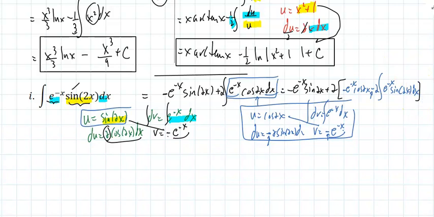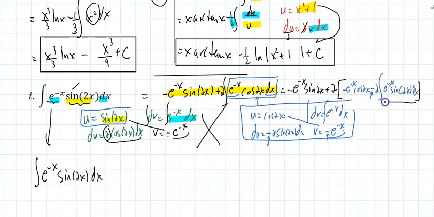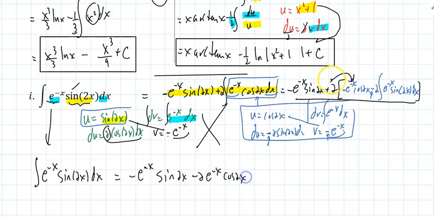Now, I'm going to skip the middle part. I'm going to copy the left. This says the integral. I'm trying to figure out what this integral equals. Skip the middle part and copy the left side. That is negative e to the negative x sine of 2x, minus 2 e to the negative x cosine of 2x, minus 4 the integral of e to the negative x sine of 2x dx.